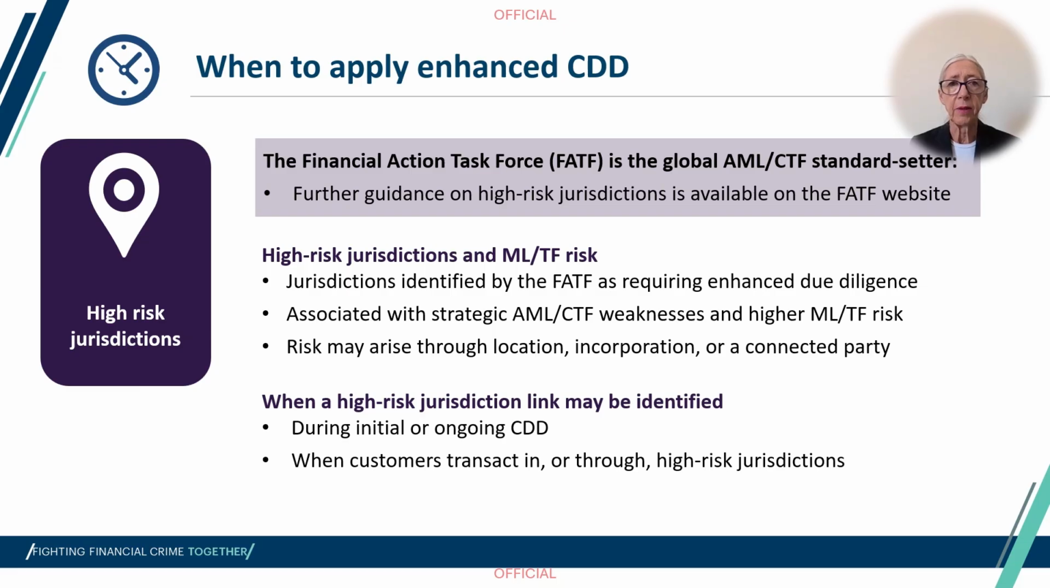High-risk jurisdictions can be associated with corruption, organised crime, tax secrecy, or limited regulatory oversight, all of which increase the likelihood of MLTF activity. You may identify a high-risk jurisdiction link during initial CDD when reviewing corporate information, or as part of ongoing CDD when a customer updates their address, changes business locations, or begins transacting in or through those countries. For example, a company incorporated in a high-risk jurisdiction that applies for a designated service would trigger the need for enhanced CDD.